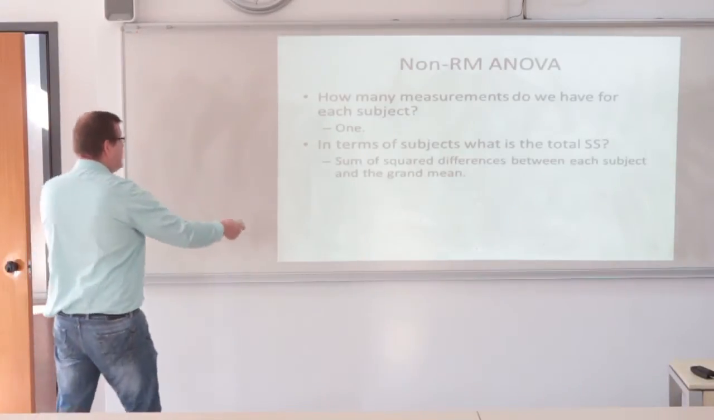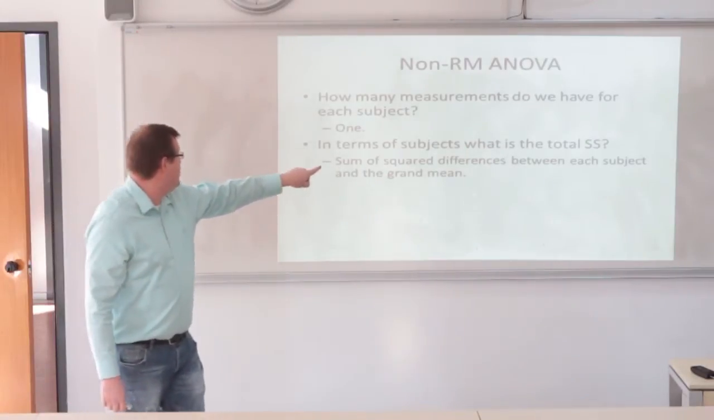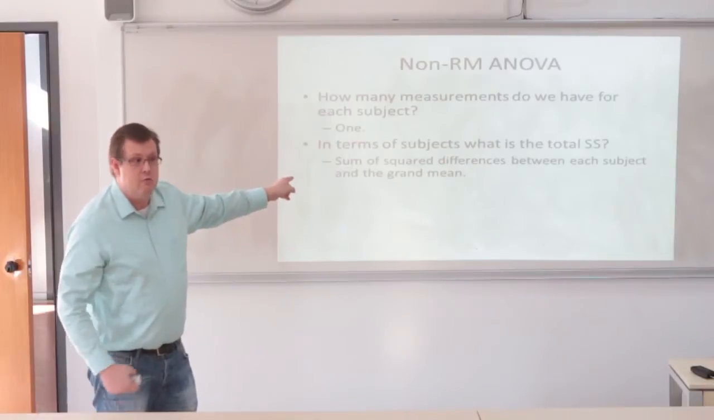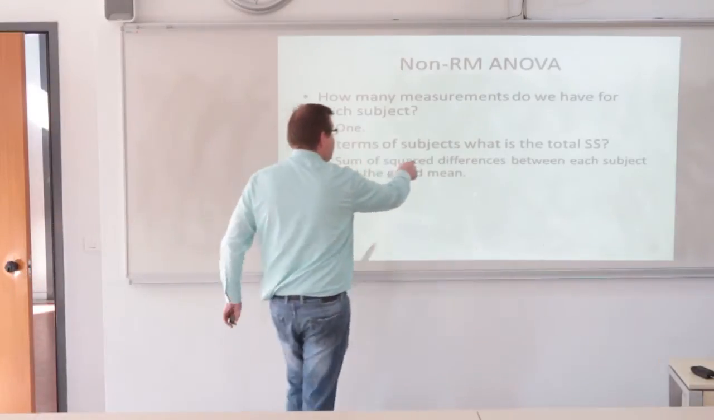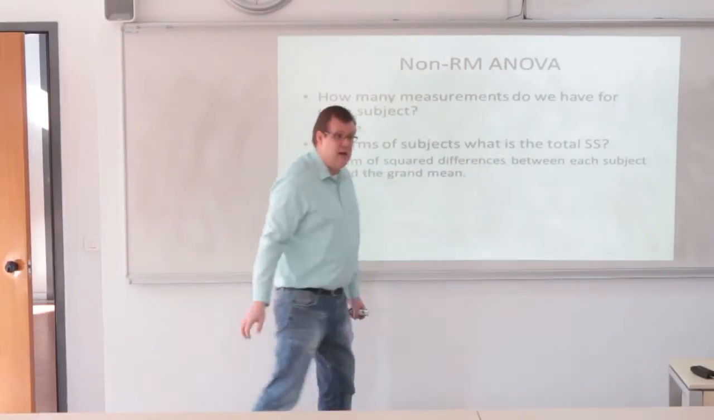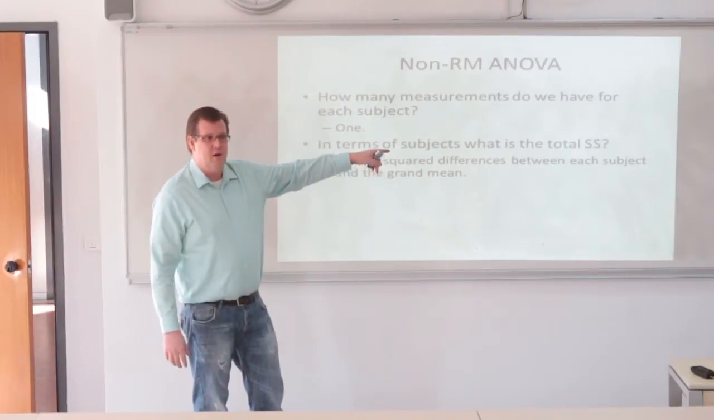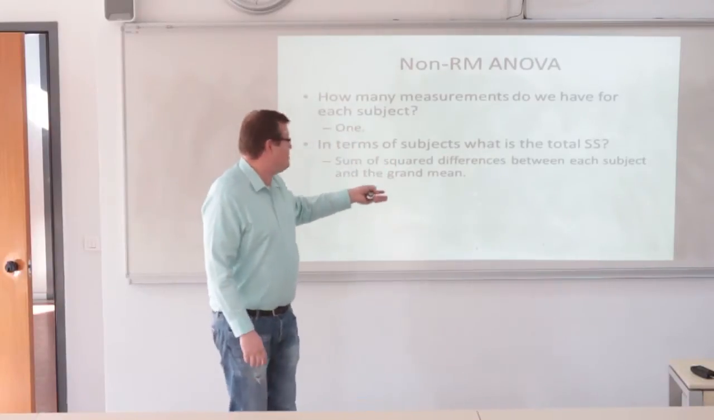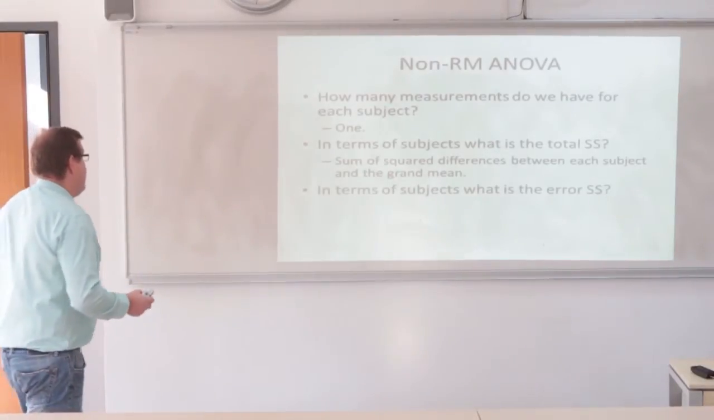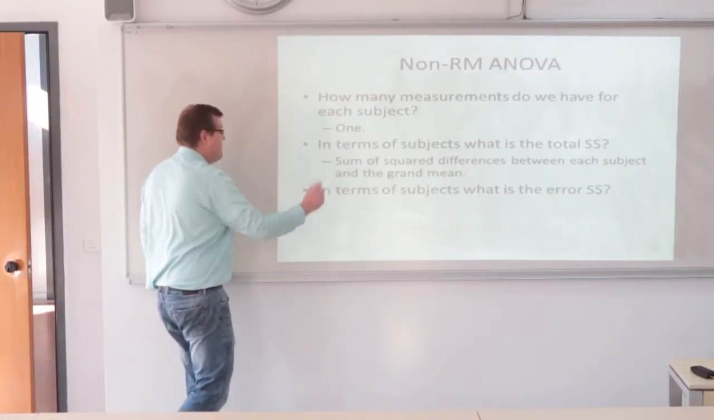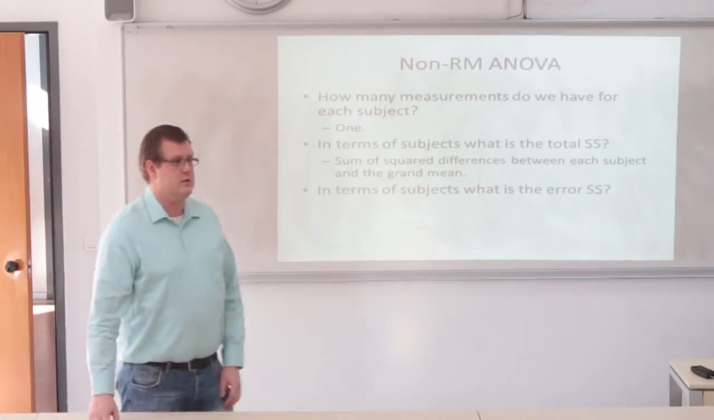So in terms of subjects, the total sum of squares for our subjects is the sum of the squared differences between each subject and the grand mean. When we defined our sum of squares total earlier, we said that it was the sum of the squared differences between each observation and the grand mean. But each observation is just from one subject. So we could say each observation or each subject here. It's the same thing. This is our total sum of squares. In terms of subjects, what is the error sum of squares?